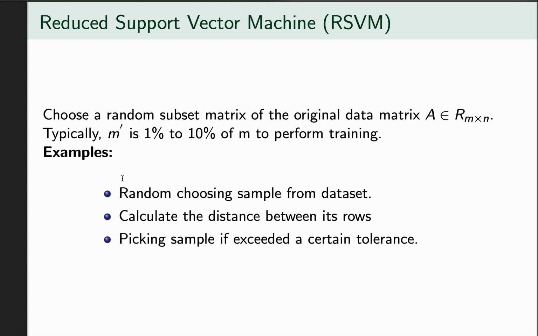In this step, we randomly choose samples from the dataset. We then calculate the distance between each row, and we pick a minor subset of the original data matrix by choosing a tolerance. If the distance is over the tolerance, we choose this sample to make a new training data.